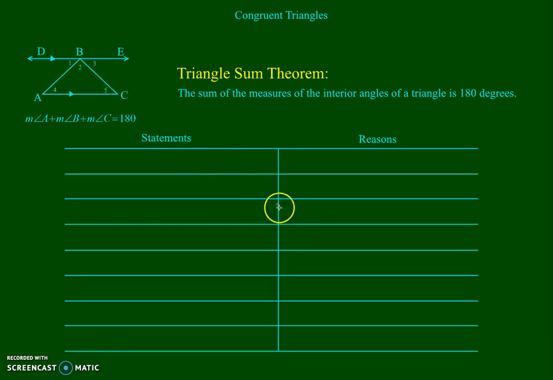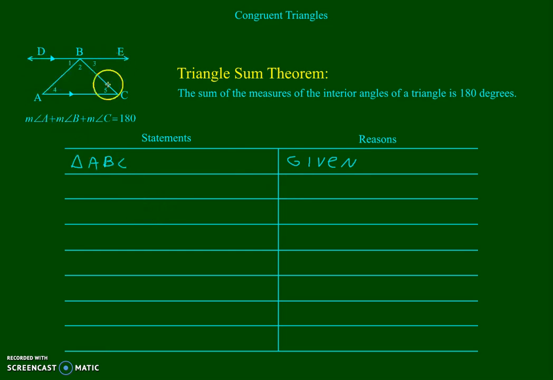So I've gone ahead and pulled up our proof table, and I've added what's known as an auxiliary line here. I've added line DE through point B, and I made it parallel to AC, and I've put in some other marks to label these angles because we're going to be using these angles during the proof. So let's get started. We're given triangle ABC, and that's given.